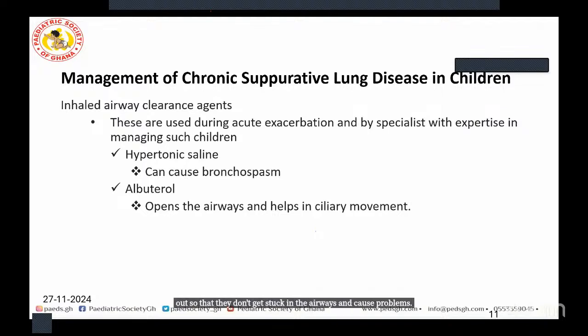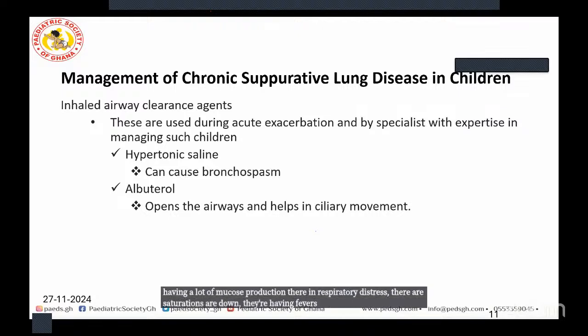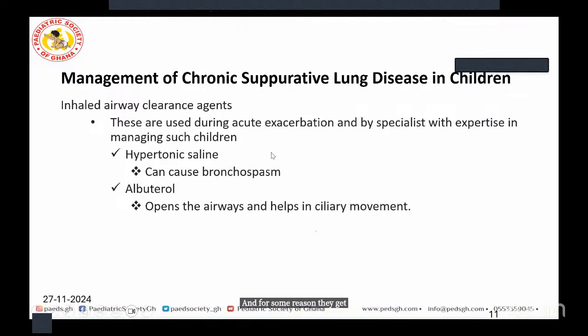There are other things that can be used, like hypertonic saline. These are more for children with bronchiectasis that have an exacerbation, that are very sick. Maybe they are having a lot of mucus production. They are in respiratory distress. Their saturations are down. They're having fevers, and for some reason they get hospitalized.